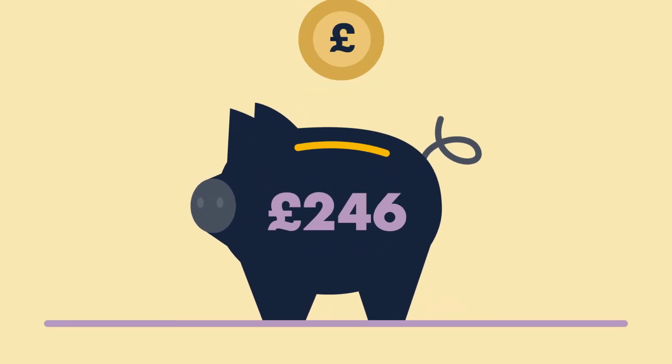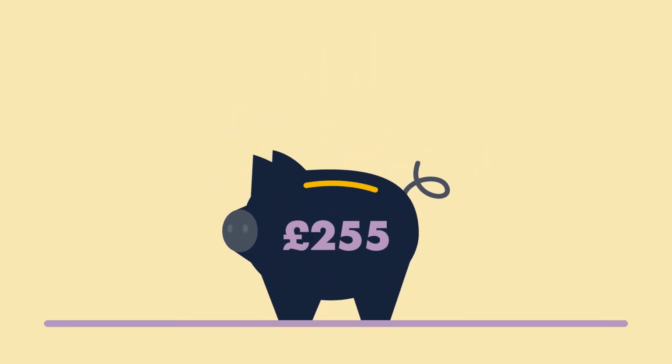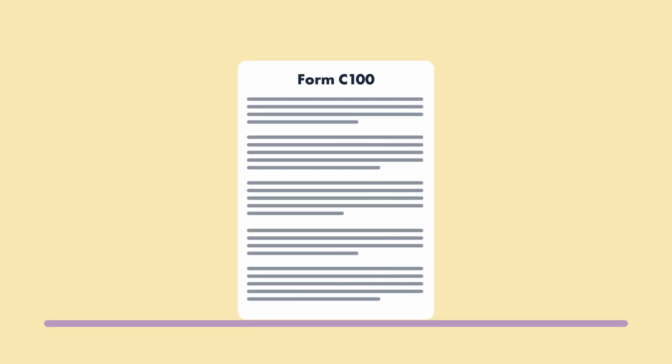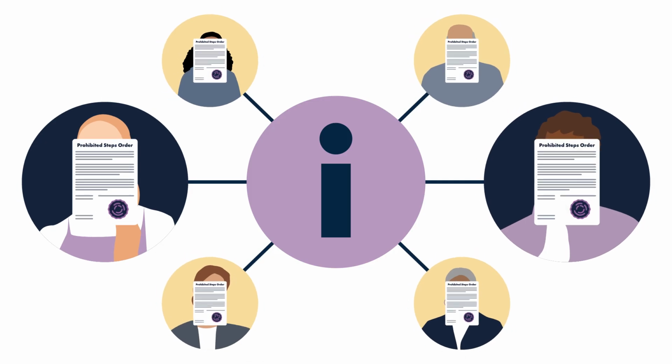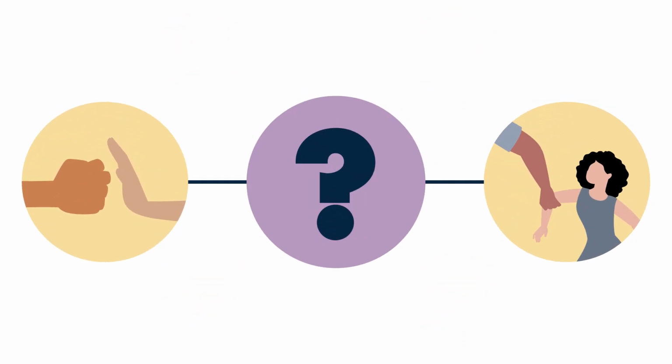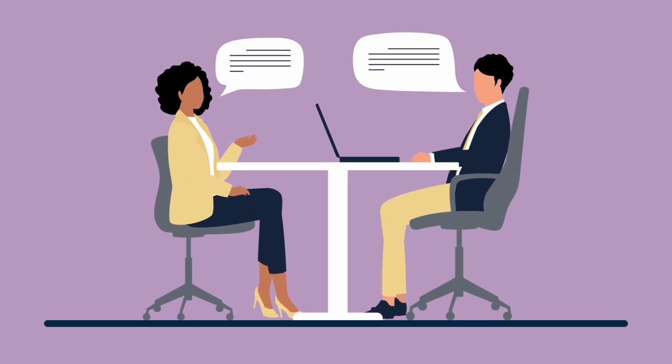Prohibited steps orders cost £255 at the time of this video, and you will need to submit Form C100 to your local family court to apply for the order, either online or by post. Form C100 asks for information about you, your child, the other parent or people with parental responsibility who the order will be prohibiting. It also asks about your concerns, including whether there has been domestic abuse, child abduction, or other safety or welfare concerns. You will need to attend a mediation, information and assessment meeting, MIAM, or evidence why this is not possible, for example because of safeguarding concerns.